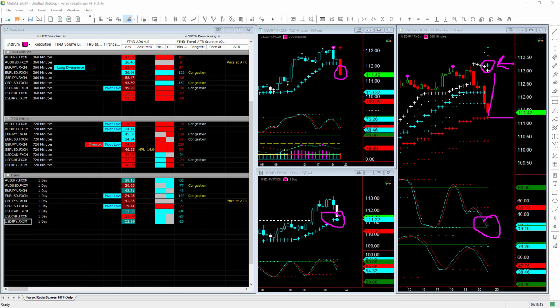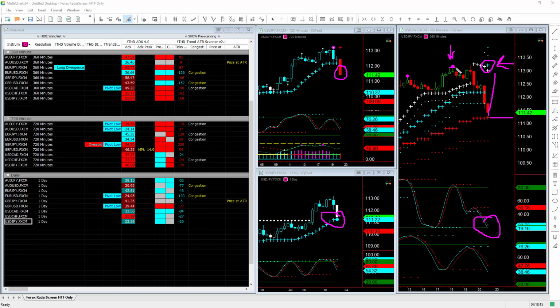You also see that you're overextended on the 360-minute chart. Again, indications that this is likely going to move up. It's going to test for resistance. And it is that test of resistance that tells you whether you want to enter. Now, while I'm looking at this, you also see that this magenta dot simply tells me I had trend divergence when that high was made.